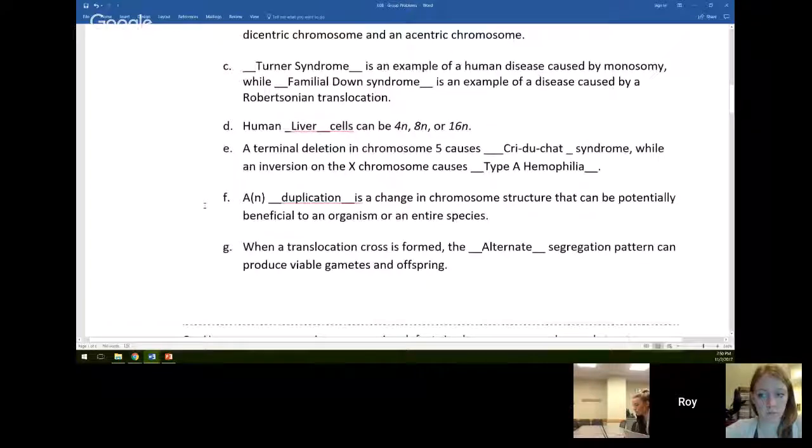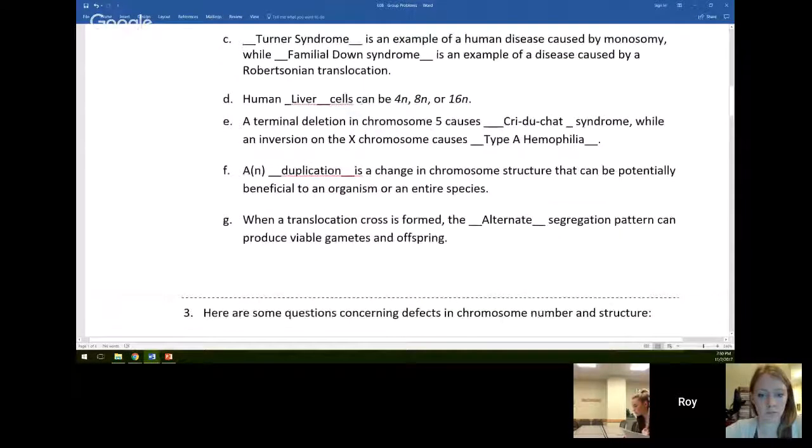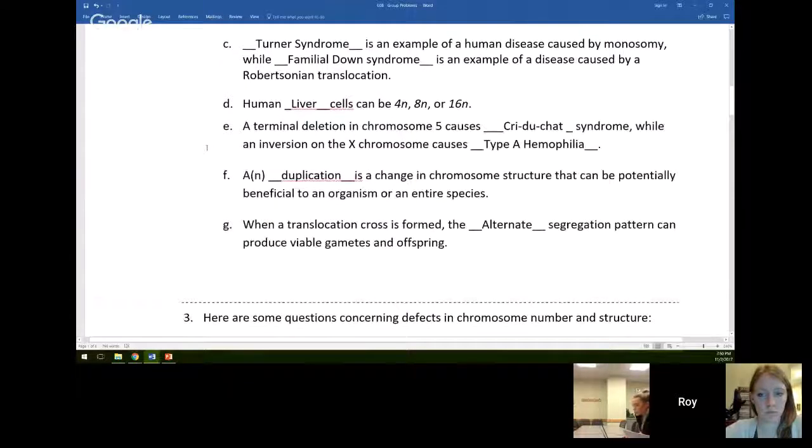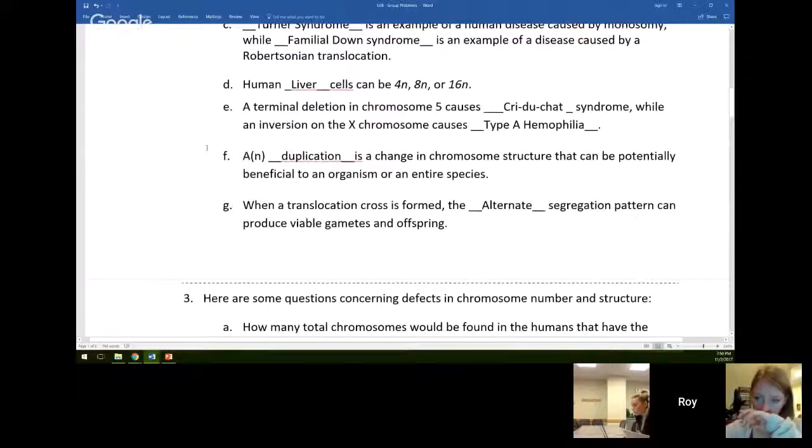And the human liver cells can be 4N, 8N, or 16N. Then E, a terminal deletion in chromosome 5 causes Cri-du-Chat syndrome, while an inversion on the X chromosome causes type A hemophilia. And a duplication is a change in chromosome structure that can be potentially beneficial to an organism or an entire species. And then G, when a translocation cross is formed, the alternate segregation pattern can produce viable gametes and offspring. And that's it.